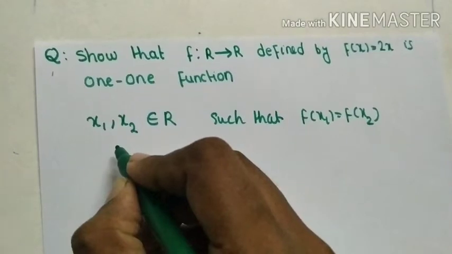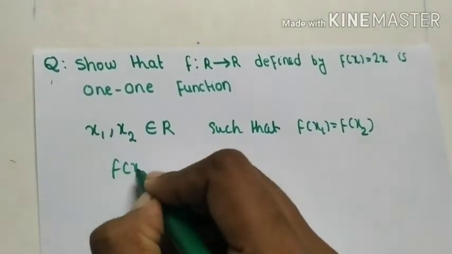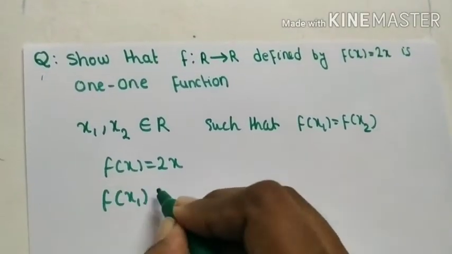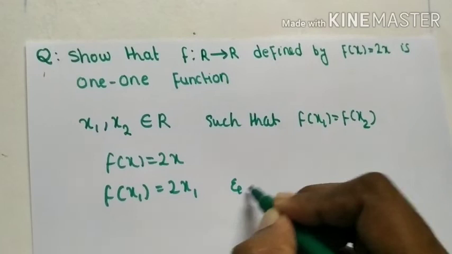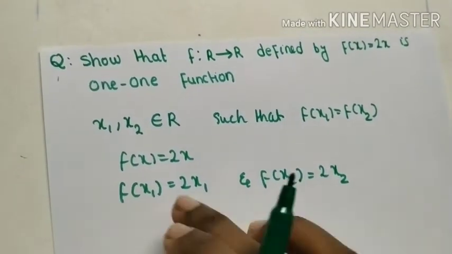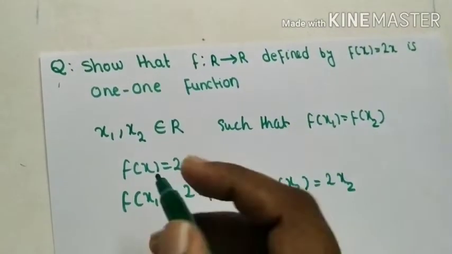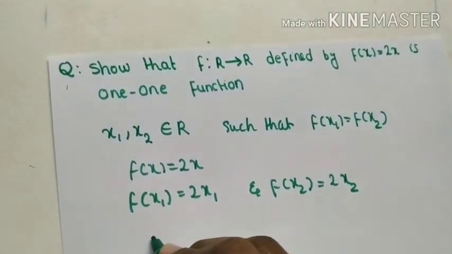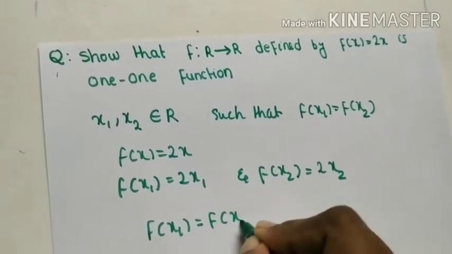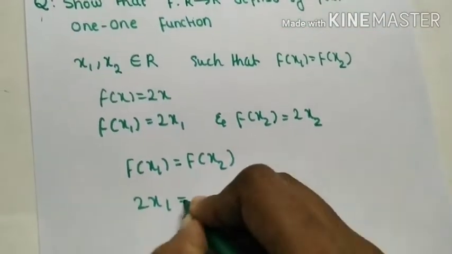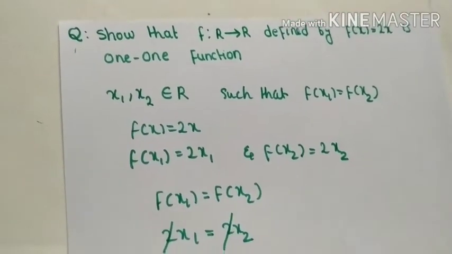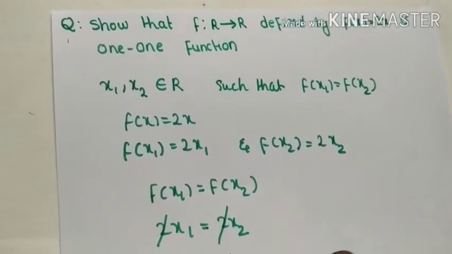Now, here our f of x equal to 2x. So, f of x1 becomes 2x1 and f of x2 becomes 2x2. By substituting these two values into our condition f of x1 equal to f of x2, we get 2x1 equal to 2x2. Cancel the 2 on both sides and we get x1 equal to x2.